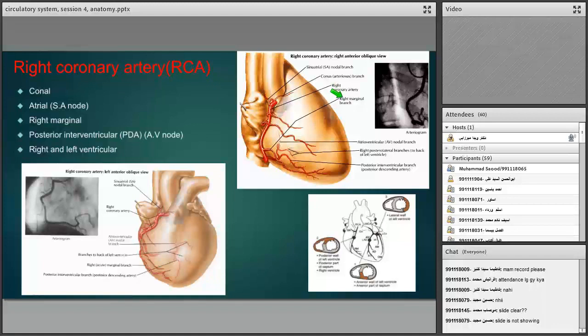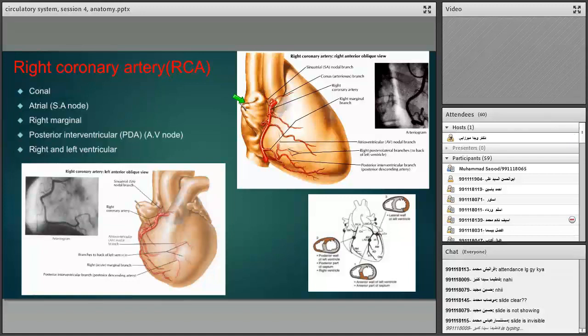The right coronary artery is also called RCA in the clinic. This artery is between the pulmonary trunk and the right atrium of the heart. Which part of the right atrium? This is the right auricle. If you remember, we said that in the right atrium we have two parts. One part is the right auricle.